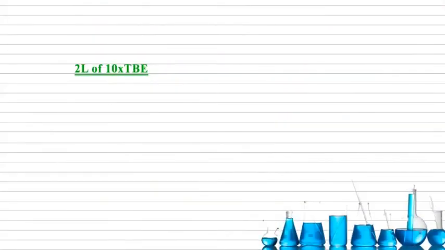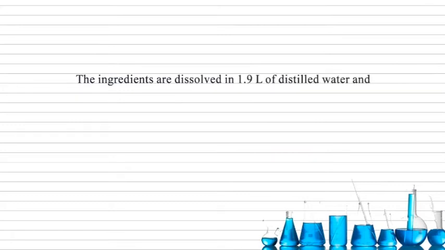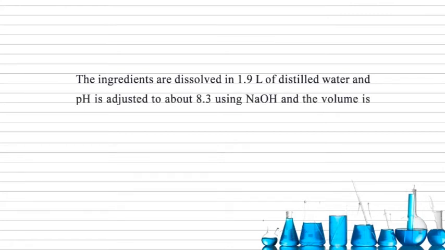Then next is TBE buffer. For making 2 liters of 10x TBE buffer, we require 218 gram of Tris base, 110 gram of boric acid, 9.3 gram of EDTA. The ingredients are dissolved in 1.9 liter of distilled water and pH is adjusted to about 8.3 using sodium hydroxide, and the volume is made up to 2 liter.